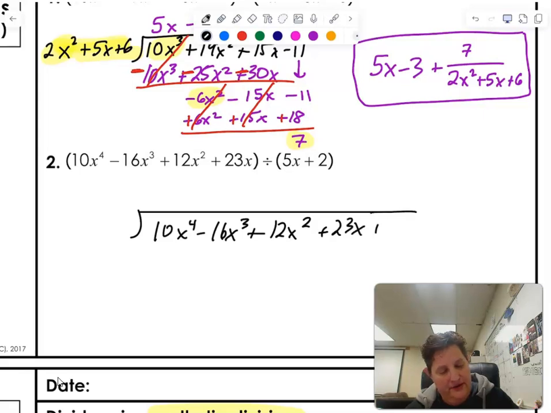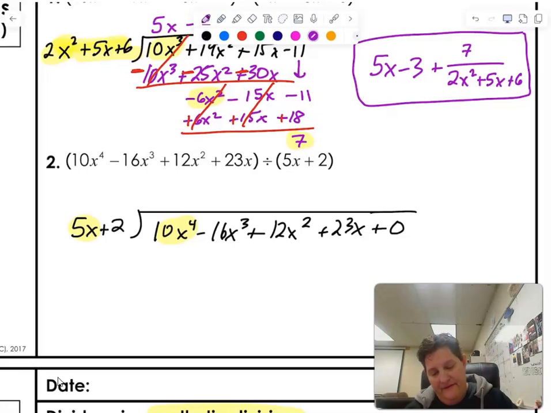Now we did learn that even with long division, you have to use every exponent. So if it starts with x to the fourth, it's got to go x fourth, x to the third, x squared, x, and x to the 0. This one didn't have a 0 term. Okay, so I go like this.